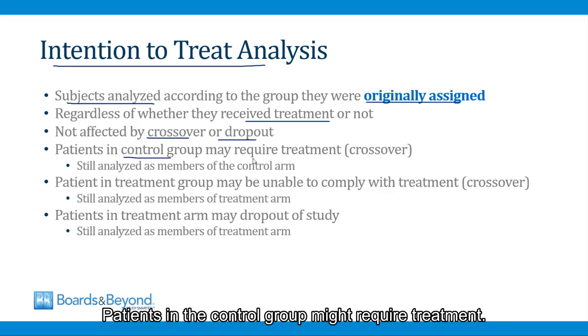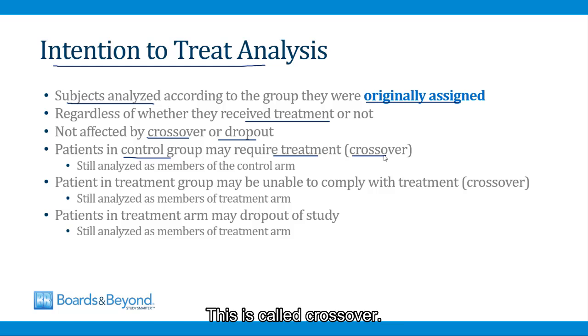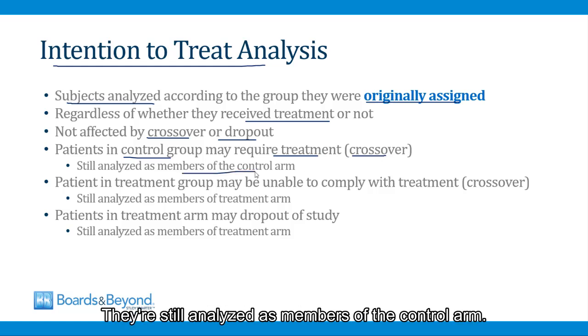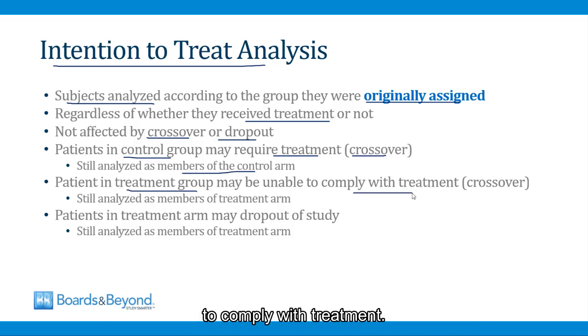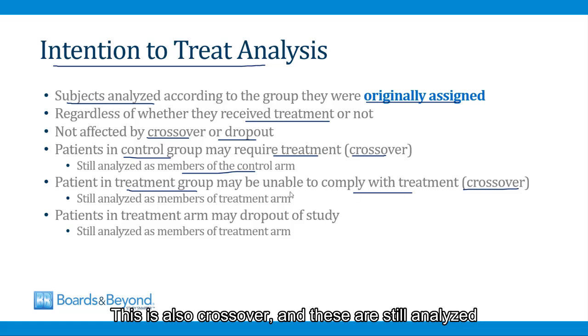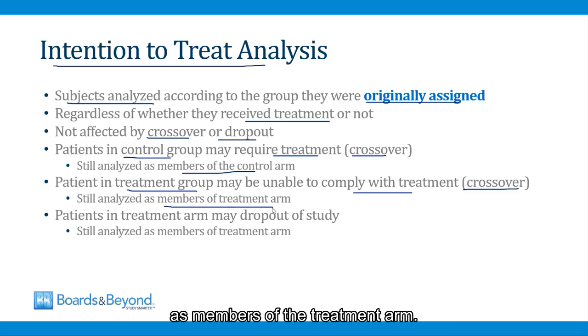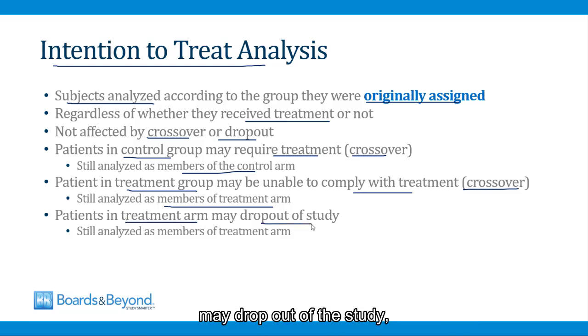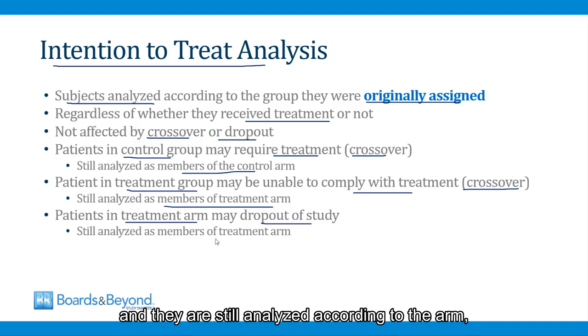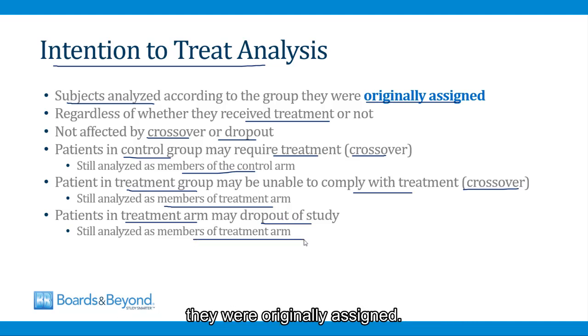Patients in the control group might require treatment. This is called crossover. They're still analyzed as members of the control arm. Or patients in the treatment group may be unable to comply with treatment. This is also crossover, and these are still analyzed as members of the treatment arm. Or, as I said before, patients in one arm or the other may drop out of the study, and they are still analyzed according to the arm they were originally assigned.